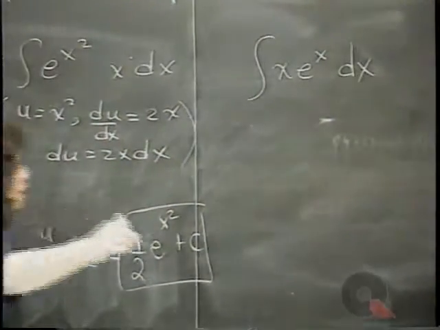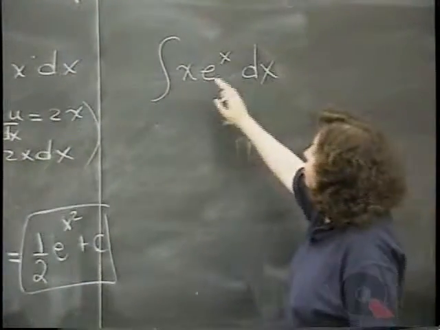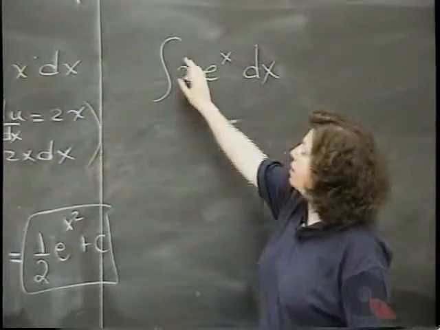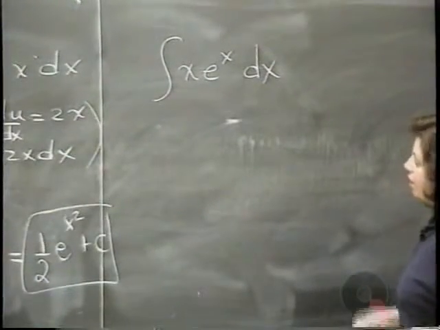Now here we have a product of algebraic and transcendental. However, this is not in basic form. It's not an e to the u du, because if u is x, du would be dx. There's no way to account for this. So what we're going to do is to try to do this by integration by parts.